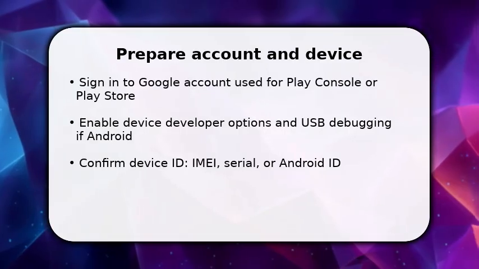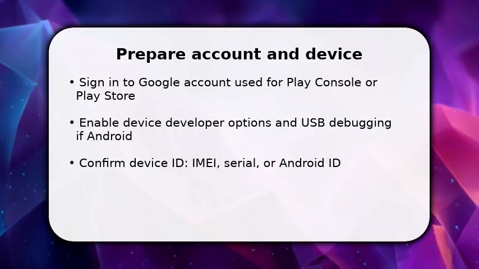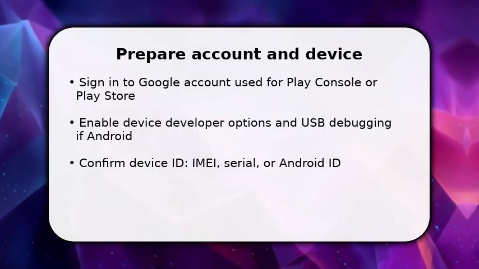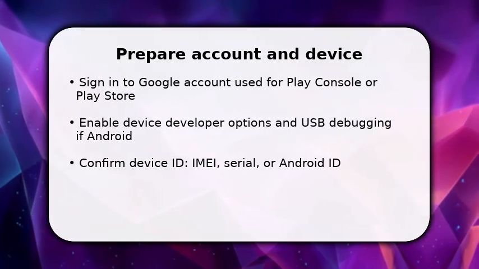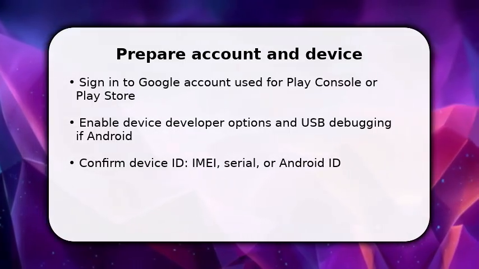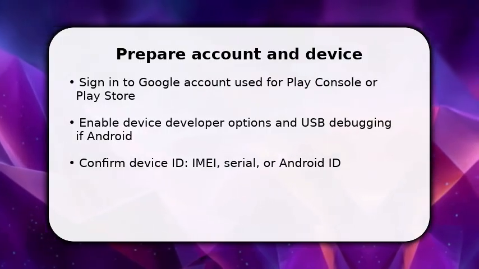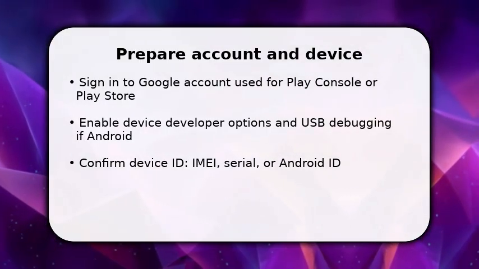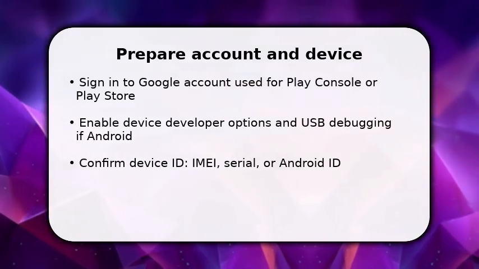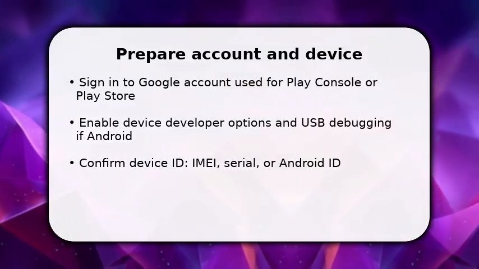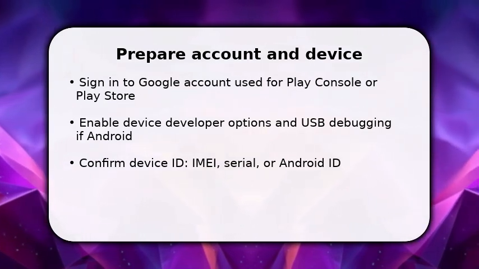You'll start by confirming the essentials. Sign into the Google account tied to Play Console or Play Store and make sure your device is ready. Enable developer options and USB debugging on Android so the computer can communicate. Once done, locate the device identifier you'll need, IMEI, serial number, or Android ID, because Google Play links devices to these IDs for testing and distribution. Make sure billing and country settings in your account match the device region before moving on.